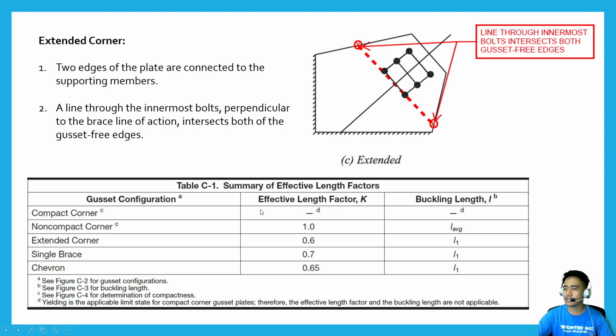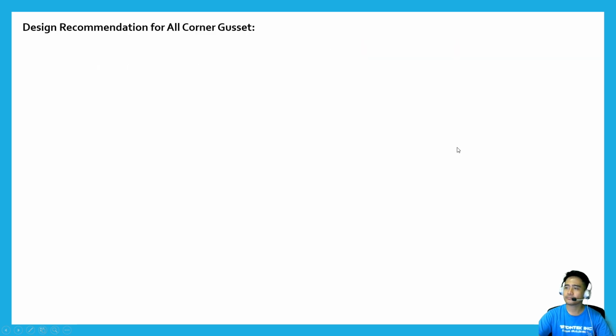So here in this table again, for extended corner, K factor is 0.6 and then buckling length is L1, or the center buckling length, as we are used to tabulating or showing this dimension on our details, on our current details. So, design recommendation for all corner gusset.